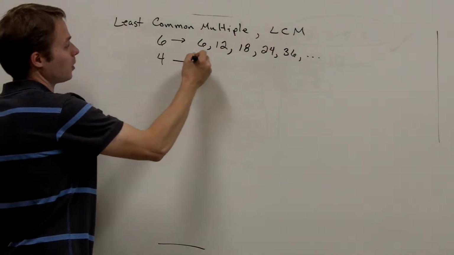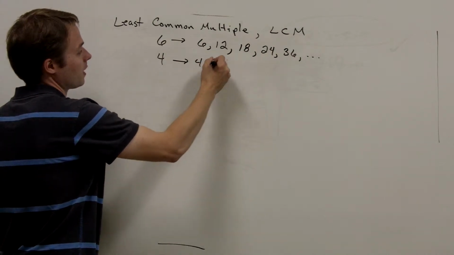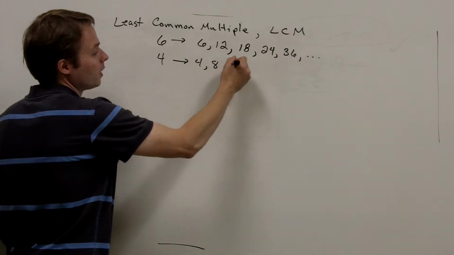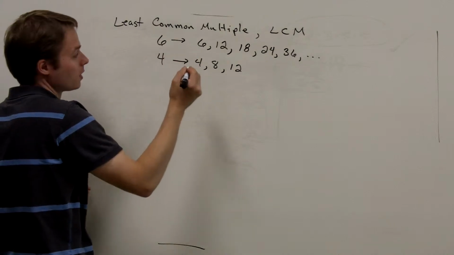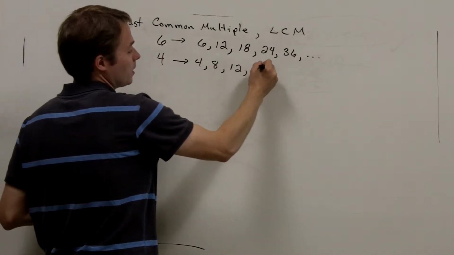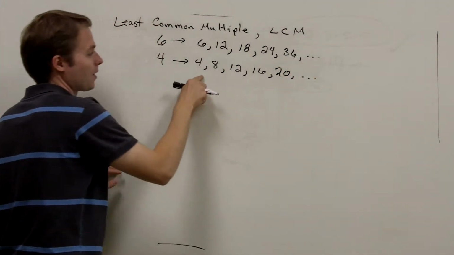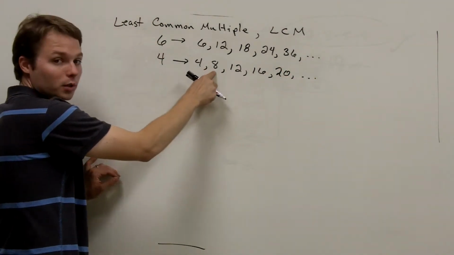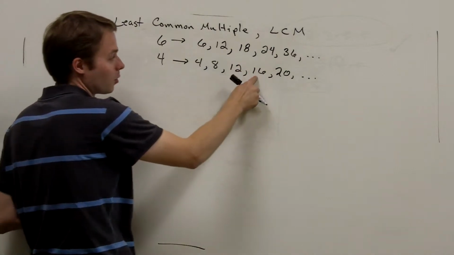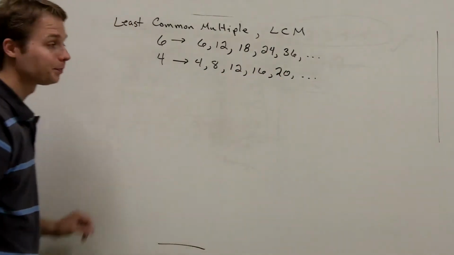The multiples of 4 are 4, and then 8. 8 divided by 4 is 2. 12 divided by 4 is 3, and then 16, and then 20, and so on. Again, the way that I got these is I just said 4 times 1, 4 times 2, 4 times 3, 4 times 4, 4 times 5.